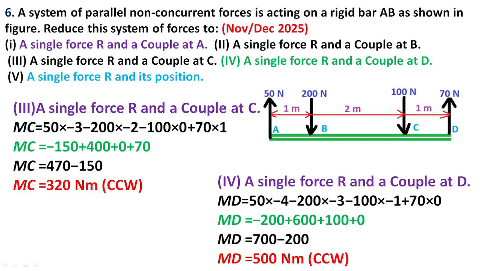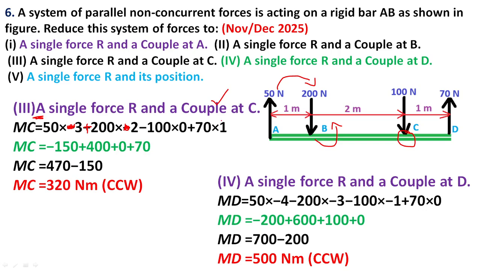Next, to find the single force R and couple at C, take moment about point C. 50 is in the clockwise direction, distance is 3, so minus 50 into 3. Next, 200 into 2: this is the anti-clockwise direction, so plus. So minus 50 into 3, plus 200 into 2.